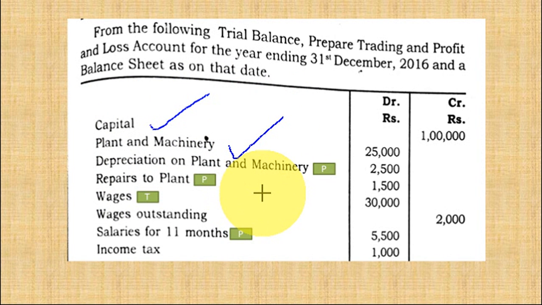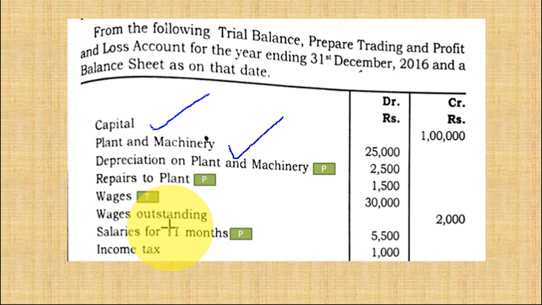I told you when depreciation is given in the trial balance, it should go to profit and loss account. So profit and loss account. Repairs to plant, profit and loss account. Wages, trading account. Wages outstanding. So outstanding items given in the trial balance should go to balance sheet. In the previous problems also we had worked out the same.